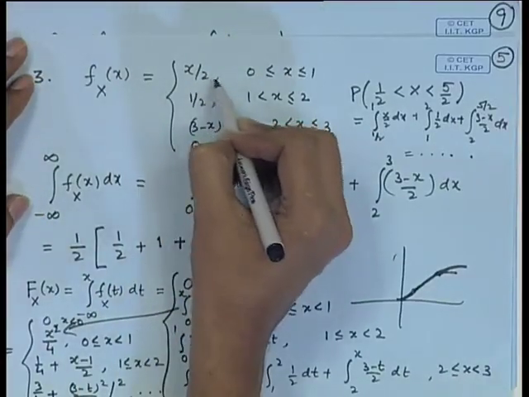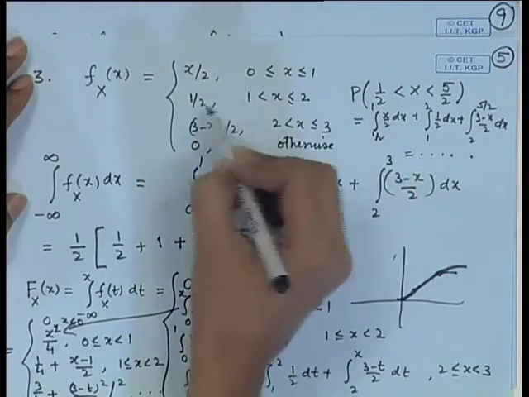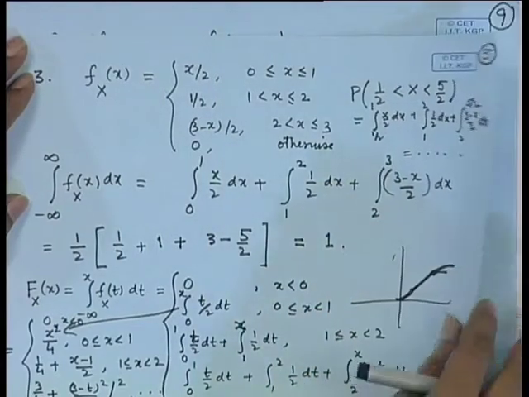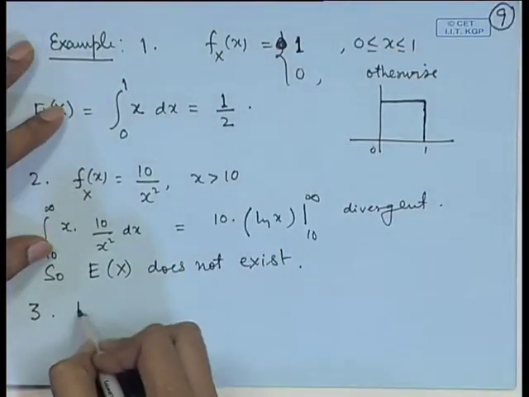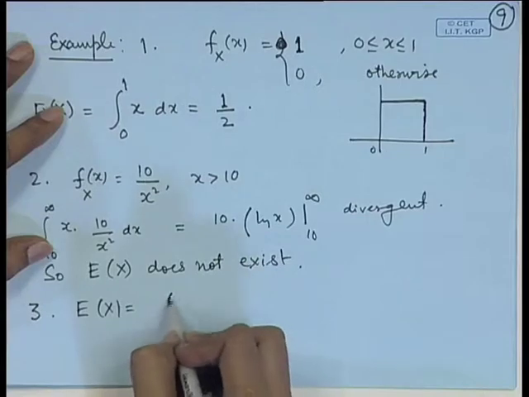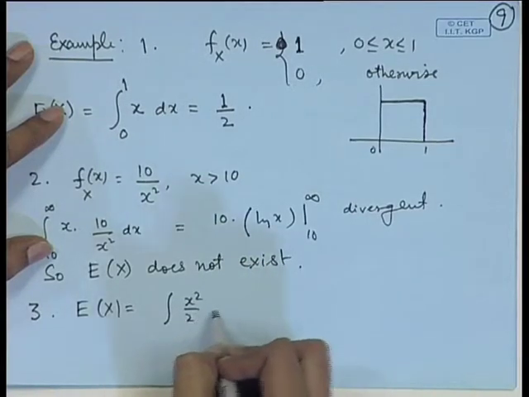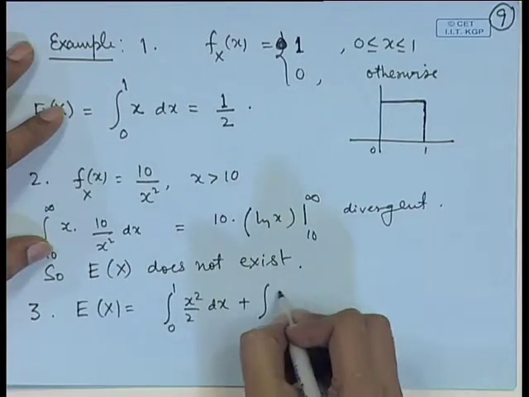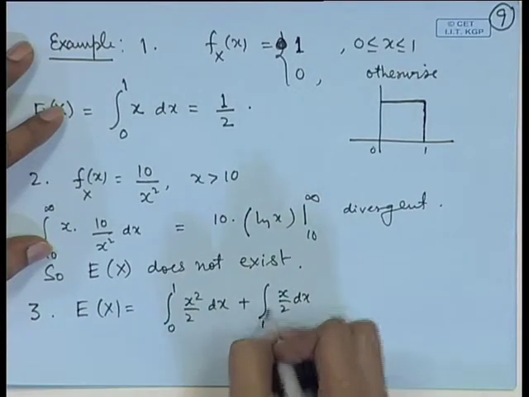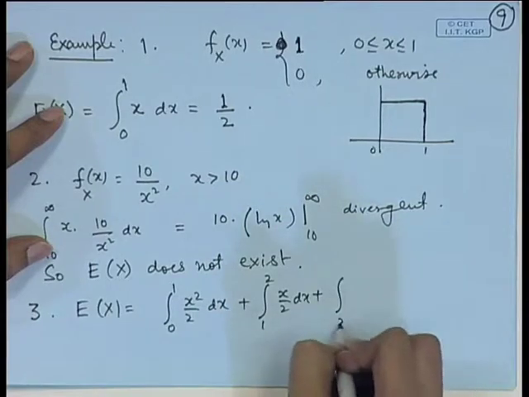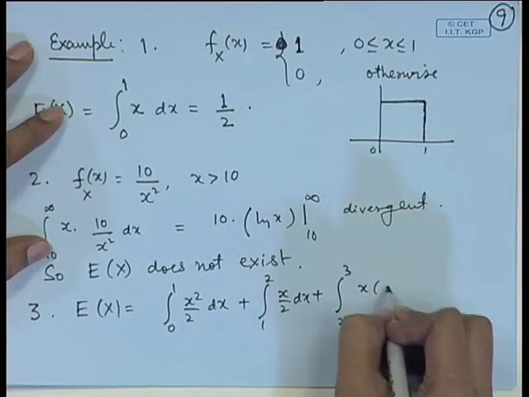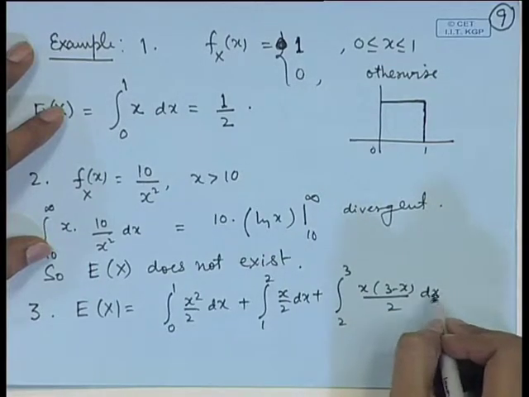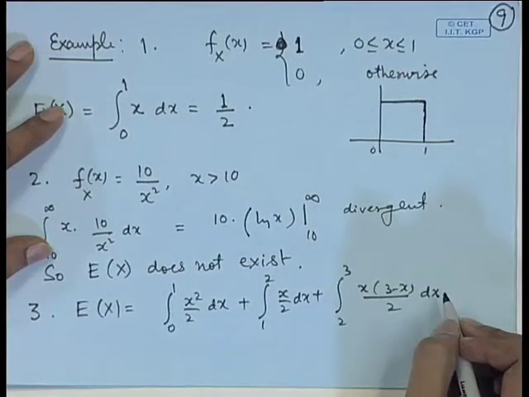f(x) is equal to x by 2 for 0 to 1, it is half for 1 to 2, and 3 minus x by 2 for 2 to 3. For this example, the expectation of x will become equal to the integral of x square by 2 dx, plus the integral of x by 2 dx from 1 to 2, plus the integral from 2 to 3 of x into (3 minus x) by 2. In the remaining portion f(x) was 0, so there will be no term here.